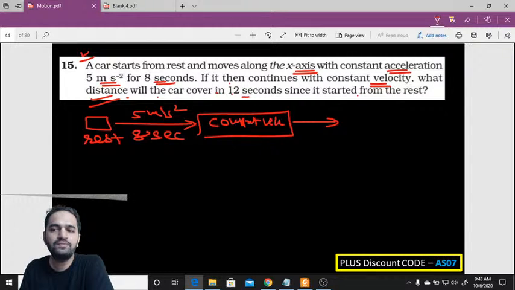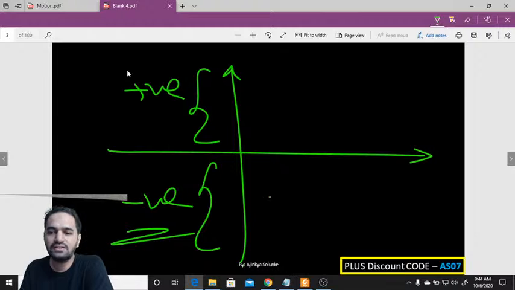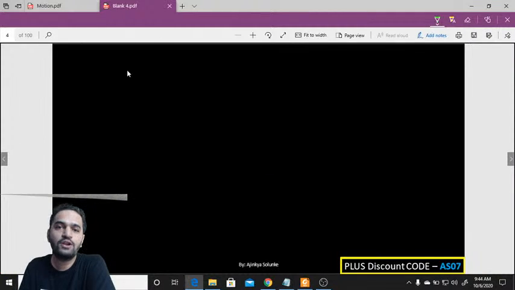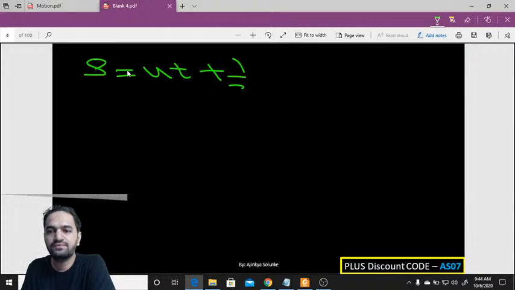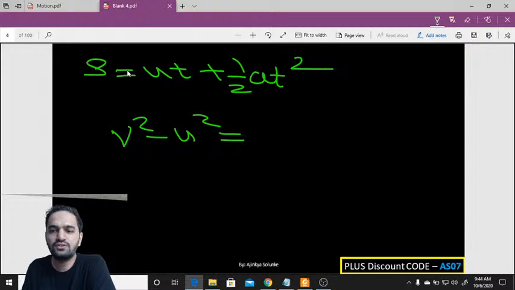Now that is simple. If you just want to calculate distance at 12 seconds, it can be done something like this. What is the formula for distance? Basically the formulas from the 3 equations of motion. We have 2 equations in which we can put the values. The first one is S is equal to ut plus half at square, and the second one is v square minus u square is equal to 2as.